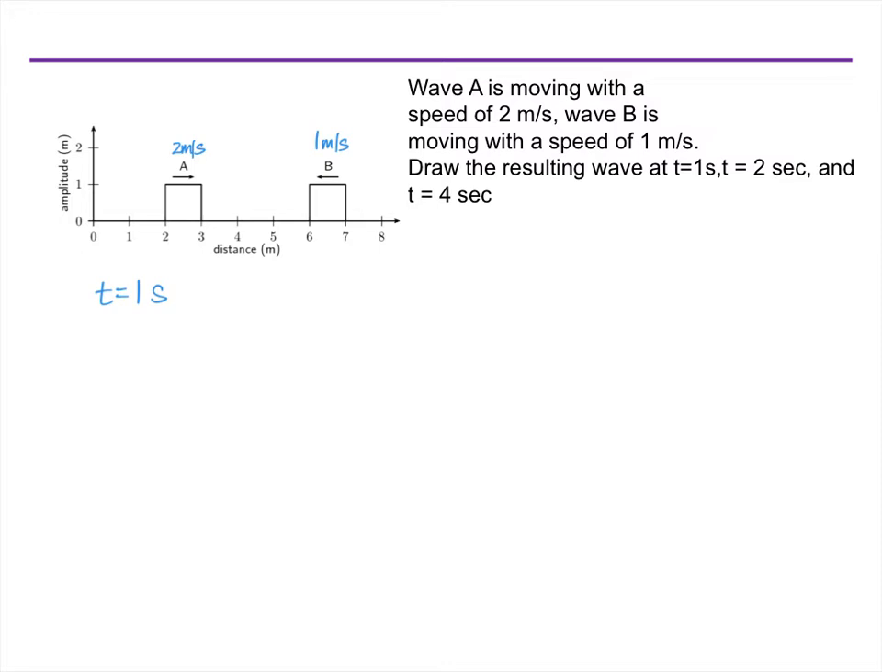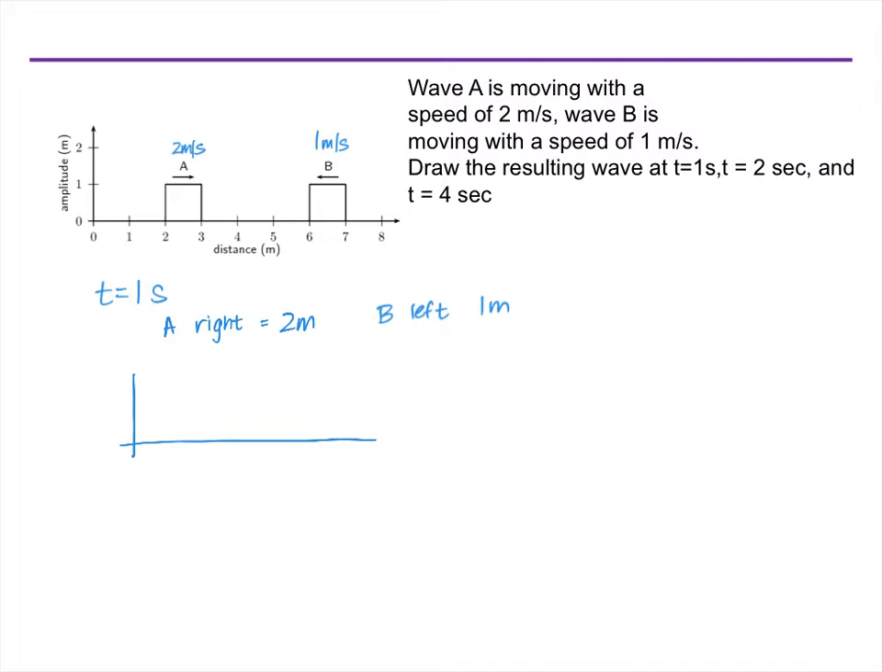So in 1 second, A would go to the right. How far would it move? It would move 2 meters. And so B would move to the left, because it's only moving 1 meter per second. It would go to the left 1 meter. And so I can use that to help me draw what the waveform would look like.